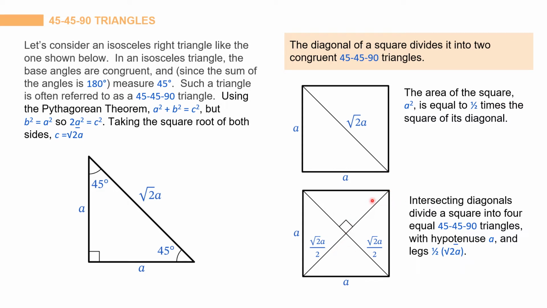Suppose we have two intersecting diagonals. In that case, we divide the square into four congruent 45-45-90 triangles. Each of them has a hypotenuse a. So each of their legs is the square root of 2 times a divided by 2, or 1/2 the square root of 2 times a.